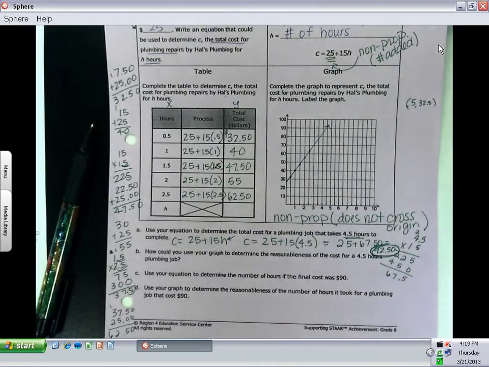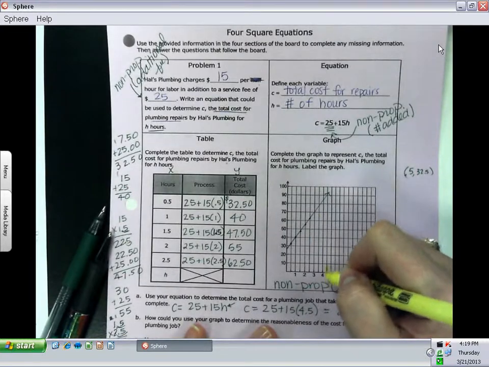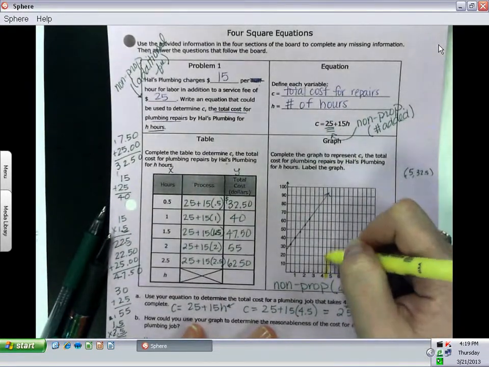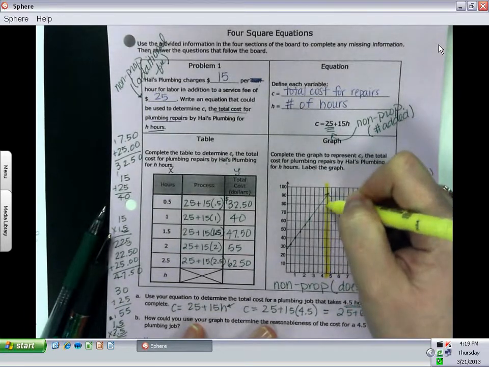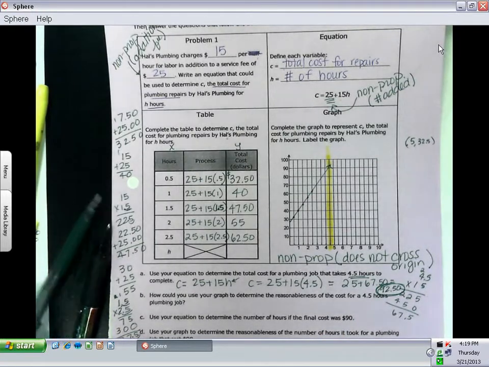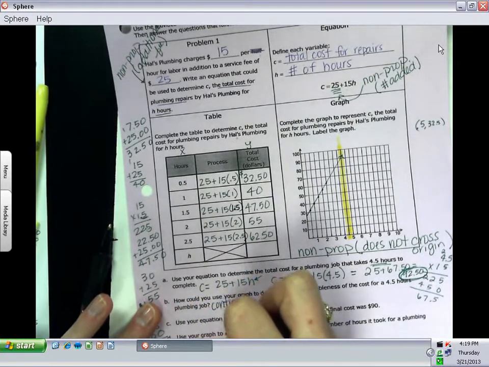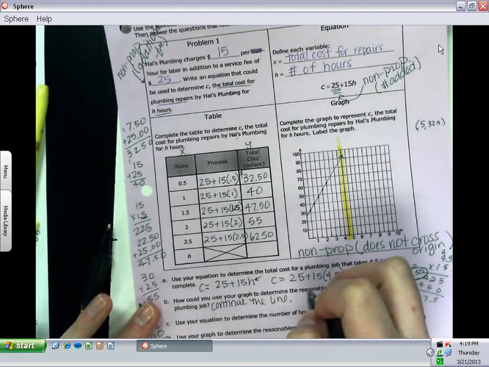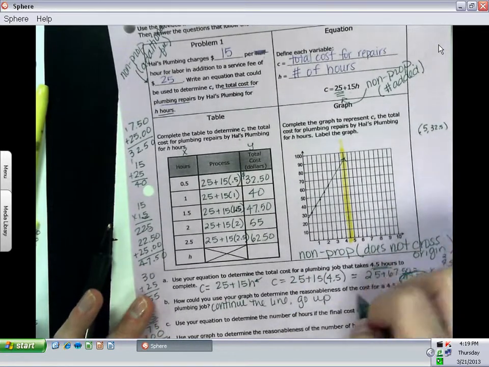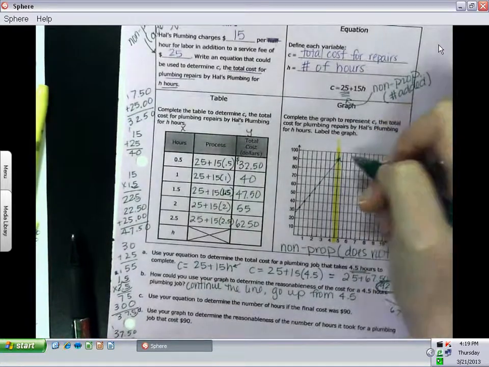So then the second question says, how could you use your graph to determine the reasonableness of the cost for 4.5 hours? So if I look at my graph and I go to 4.5 hours, that's right here. If I go straight up to that line, does that look like it could be about $92.50? Yes, and your graph may not be perfect right now, but you could continue the line, and you're going to go up from 4.5 and look where it crosses. So it does look like it's about $92.